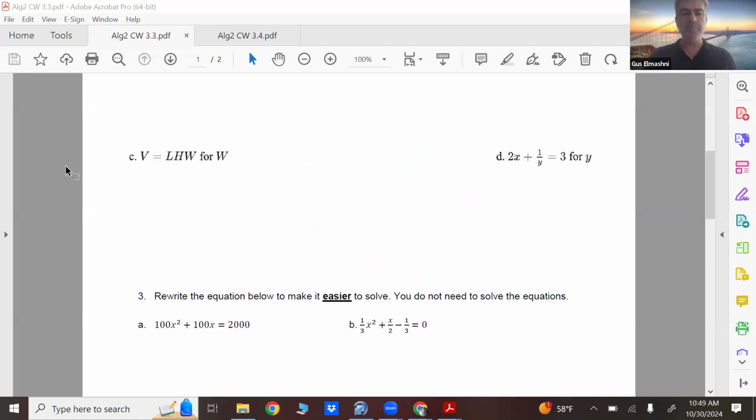Now C is V. By the way, this is volume, in case you're curious. Length times height times width. Okay. W. I want to get W by itself. What's connected to W right now on the right side? By what operation? Multiplication. So I'm going to simultaneously divide both sides by LH.